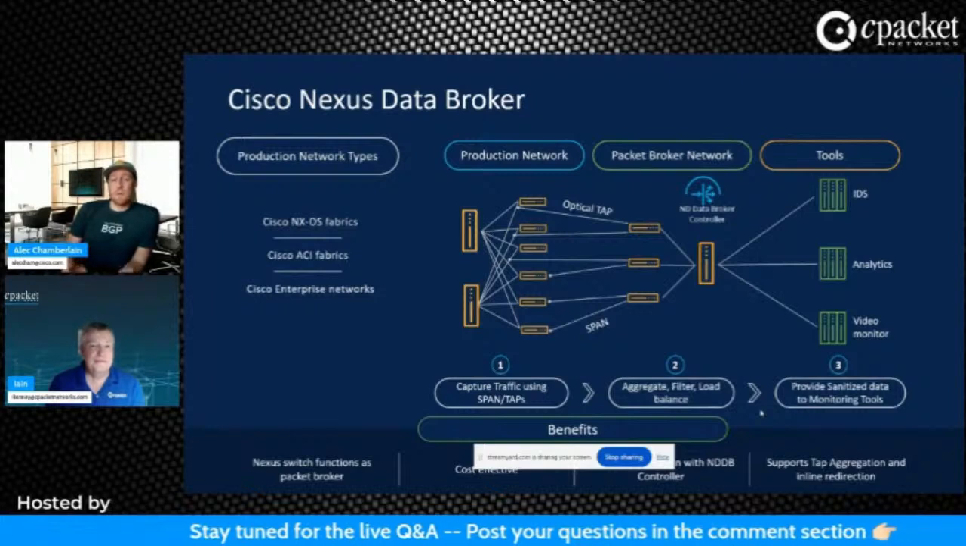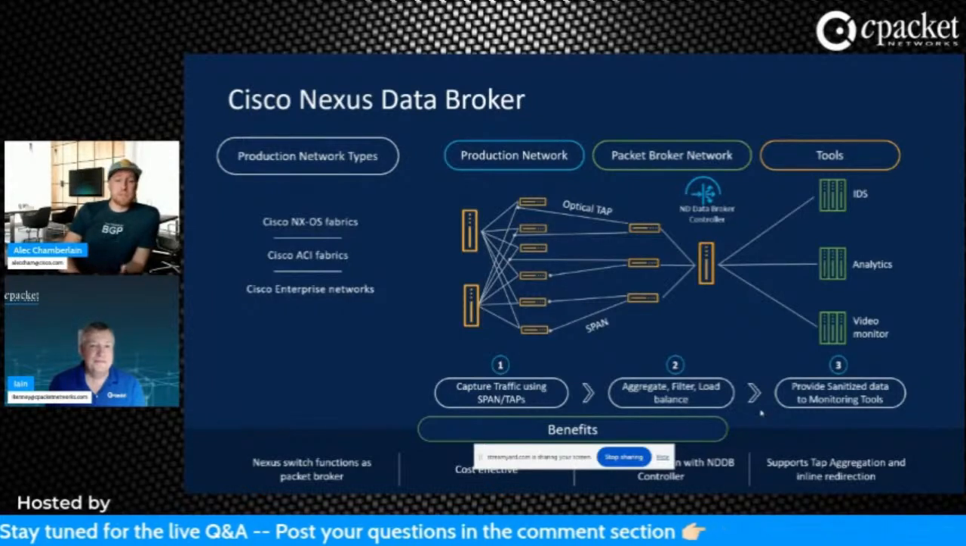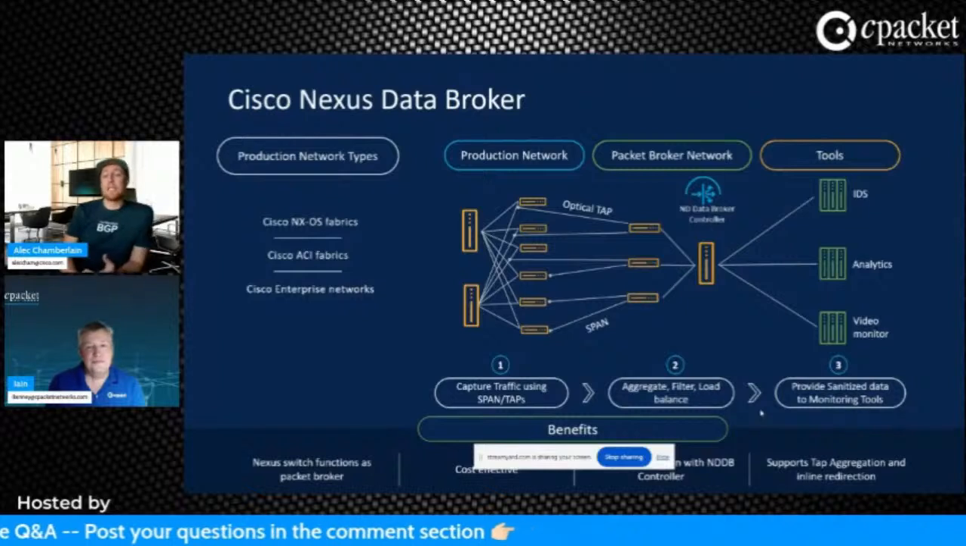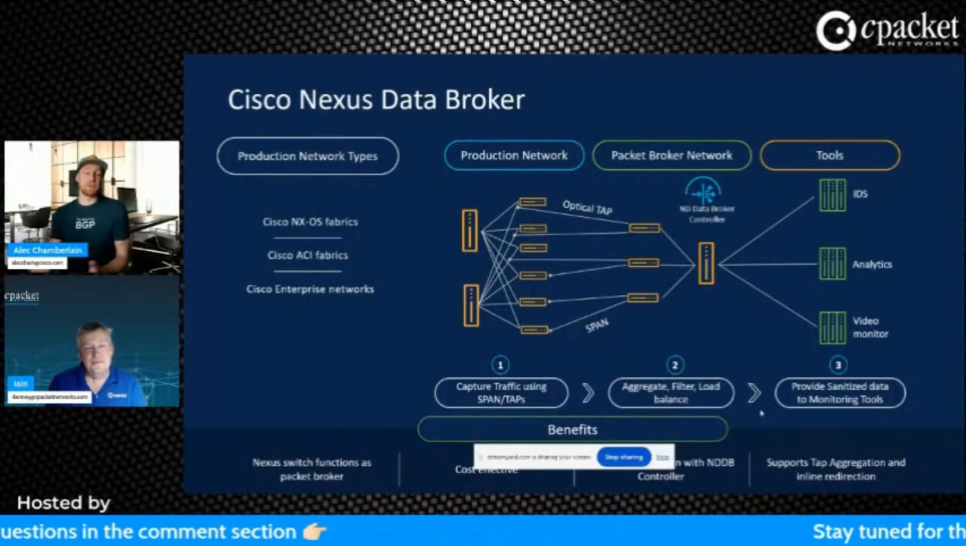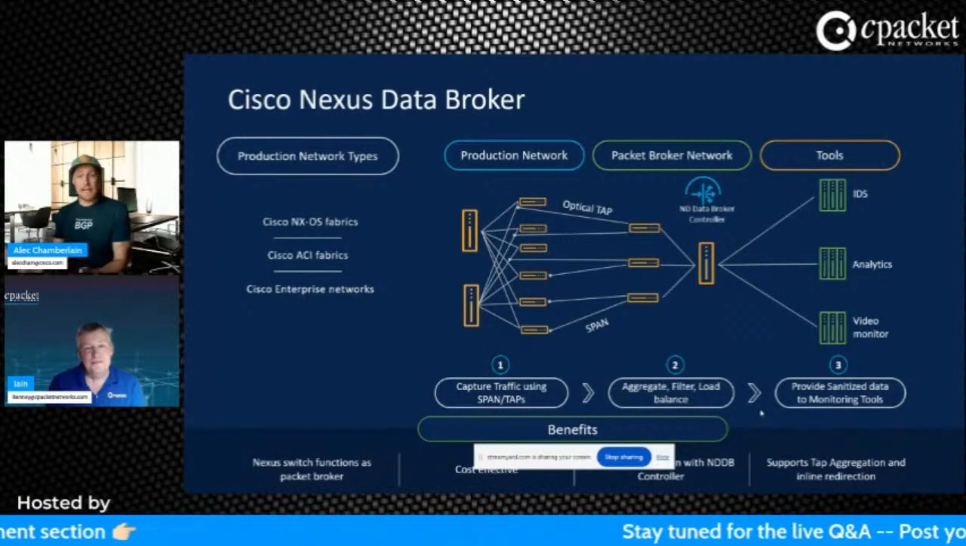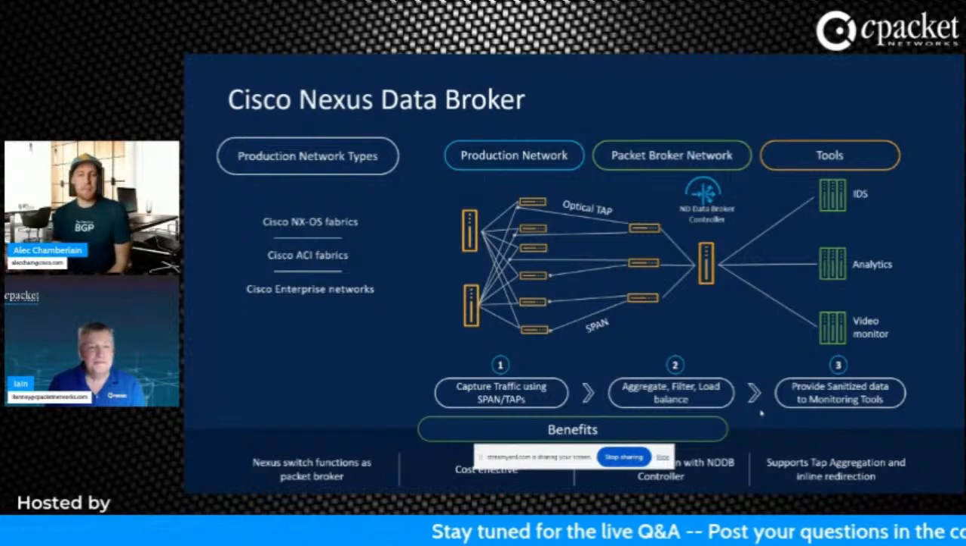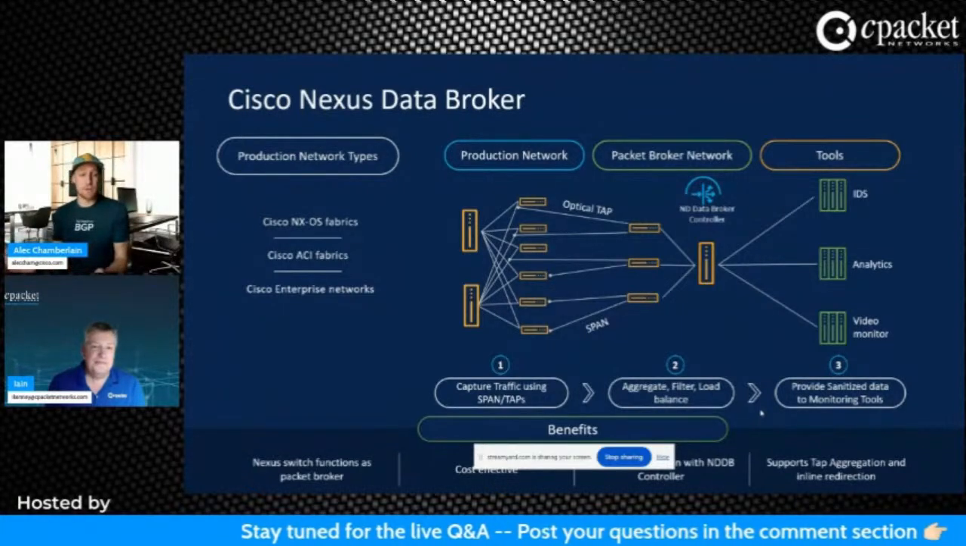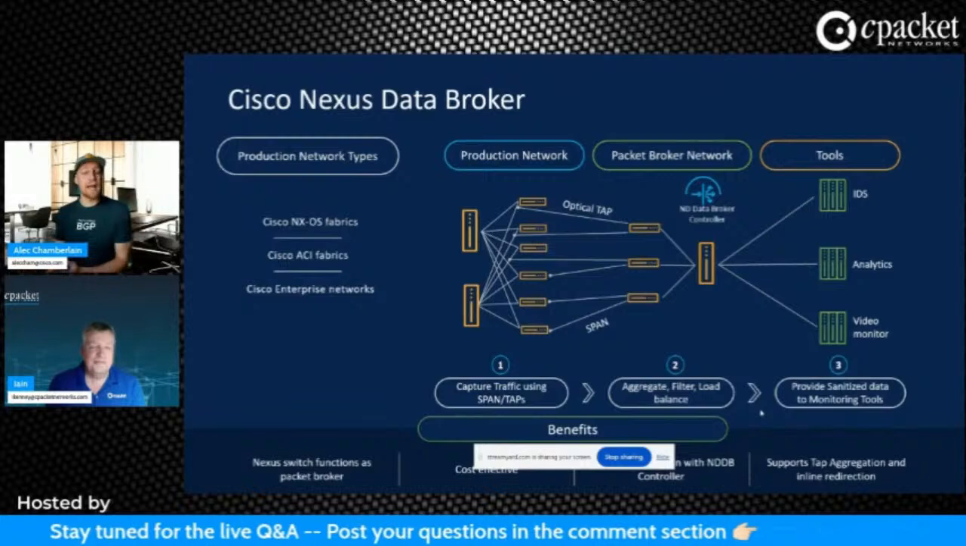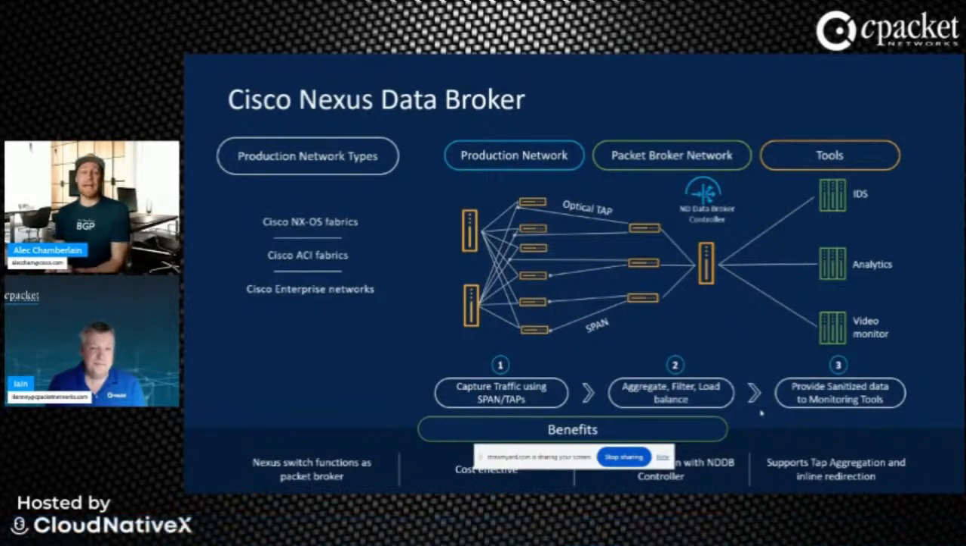So a couple things that we support: optical taps, spans, ERSPANs. So any method that you would actually capture packets from a switch, Data Broker and subsequently cPacket supports. So there's no interoperability issues, and everything has been packaged in such a manner that it is very simple and straightforward to configure. And the reason for that is the Nexus Data Broker is actually automating the configurations of these spans, ERSPANs on the switches themselves. So you're given essentially a single pane of glass to push the necessary configurations.